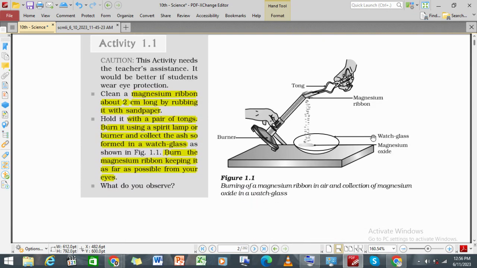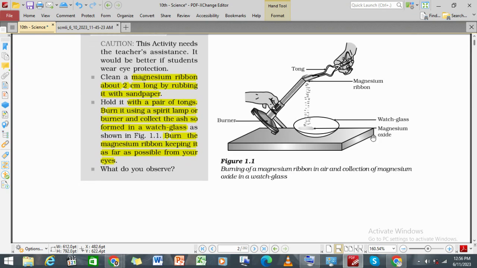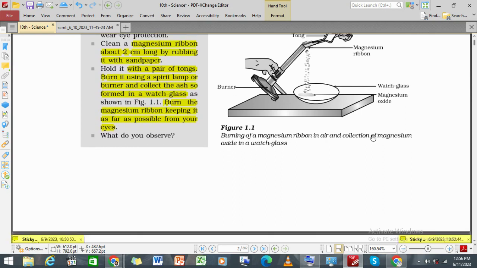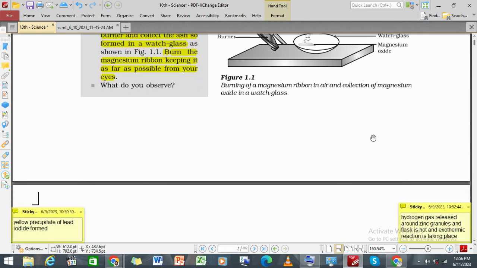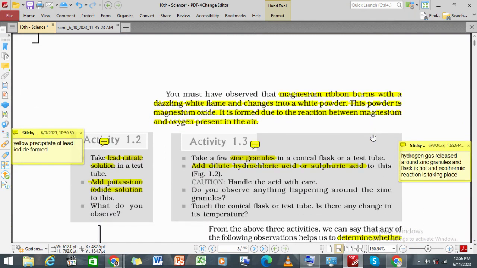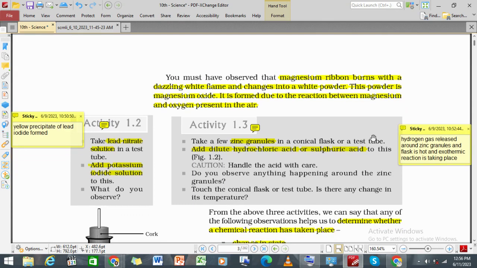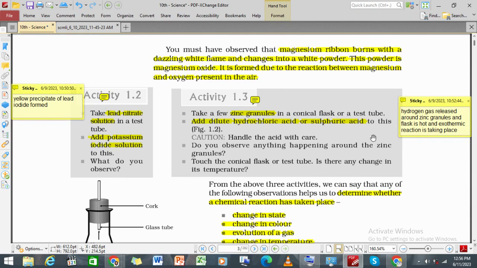Now, when we burn a magnesium ribbon, about 2 centimeters long, after cleaning it by rubbing with sandpaper and then holding it with a pair of tongs over a spirit lamp, what will happen? The magnesium ribbon burns with a dazzling white flame, and it changes into a white powder. This powder is magnesium oxide, formed due to the reaction between magnesium and oxygen in the air. So magnesium oxide is formed if a magnesium ribbon is burned.